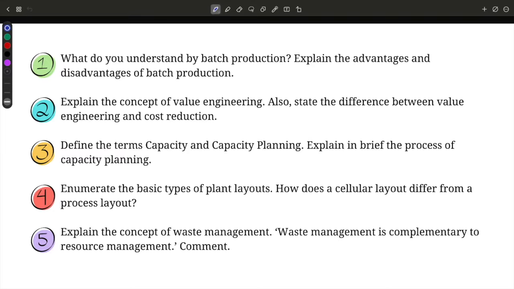And how did I make this list? By carefully analyzing the past term end examination papers so that you won't have to start from scratch.